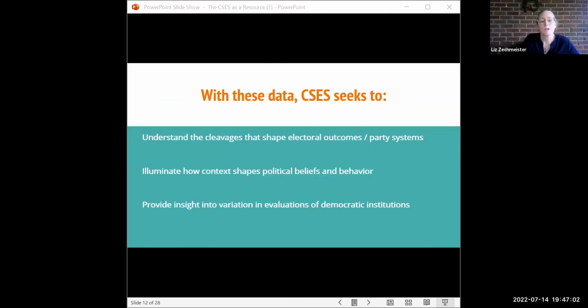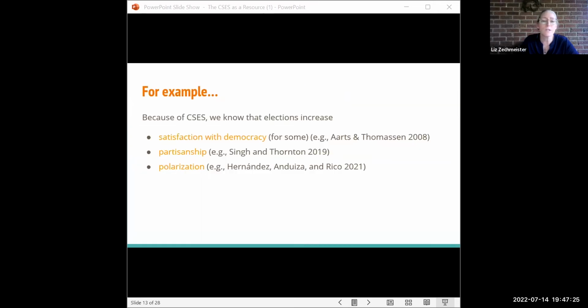So to return to the rationale of the project for a minute, we can think of the project's 3 core goals in this way: to understand the cleavages that shape electoral outcomes and party systems, to illuminate how context shapes political beliefs and behavior, and to provide insight into variation in evaluations of democratic institutions. I'm going to use this as a lead-in to telling you a little bit about some of my own work in progress that uses CSES data.